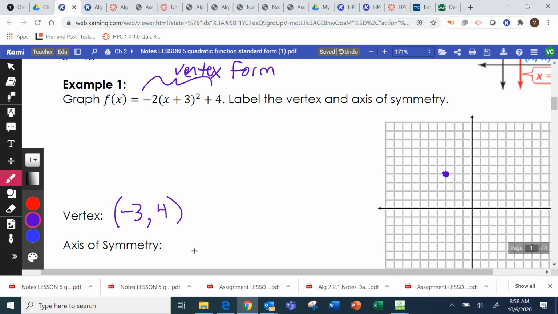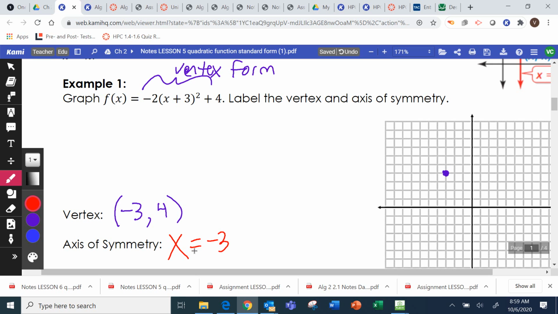What else do we know about this parabola? Is it going to open up or down? Down, because we have a negative sign on the outside of this parabola telling us there's a reflection in the x-axis. So we know it's going to open down. I should now know my axis of symmetry. My axis of symmetry comes from the vertex. X equals, you just take the x part, -3. And the axis of symmetry is a vertical line that passes through the vertex. So there's my mirror line.